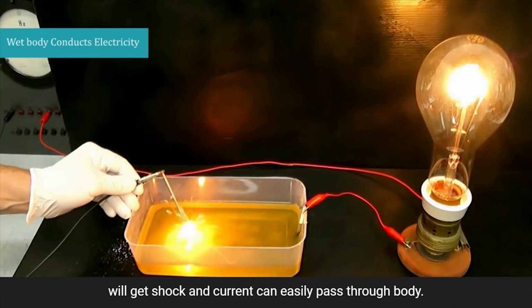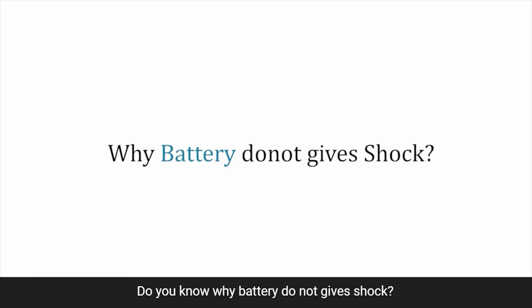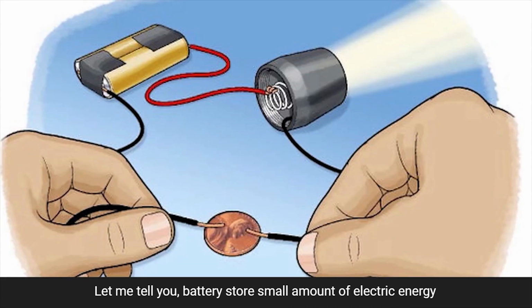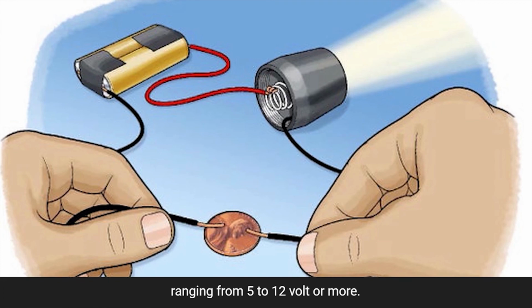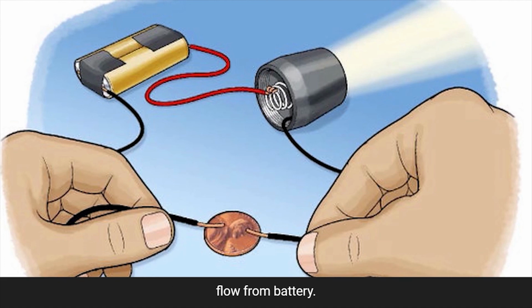Current can easily pass through our body, but if we use an insulator for touching electrical appliances, then we can protect ourselves from electric shock. Do you know why batteries do not give shock, but touching a household electric plug gives you electric shock? Let me tell you. Batteries store a small amount of electric energy, ranging from 5 volt to 12 volt or more. As they are DC sources, our human body acts as a large resistance to the linear current flow from the battery. This is the reason we do not get electric shock.